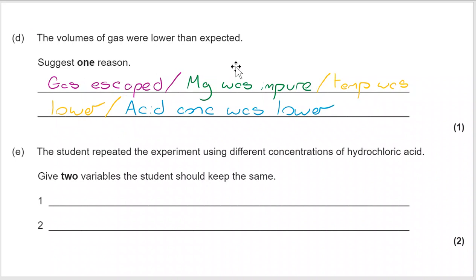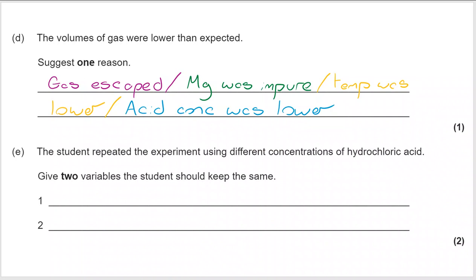And it might be that the acid concentration was lower than we'd expected. Please note that in all of these, they explain that the gas volume was lower. If you'd said the temperature was higher or the acid concentration was higher, the volume would be higher, and you therefore would not get the mark. A student repeated the experiment using different concentrations of hydrochloric acid. What should the student keep the same?